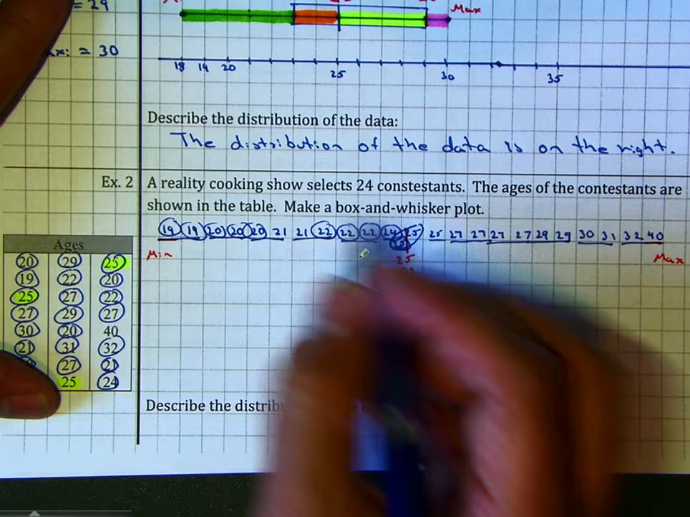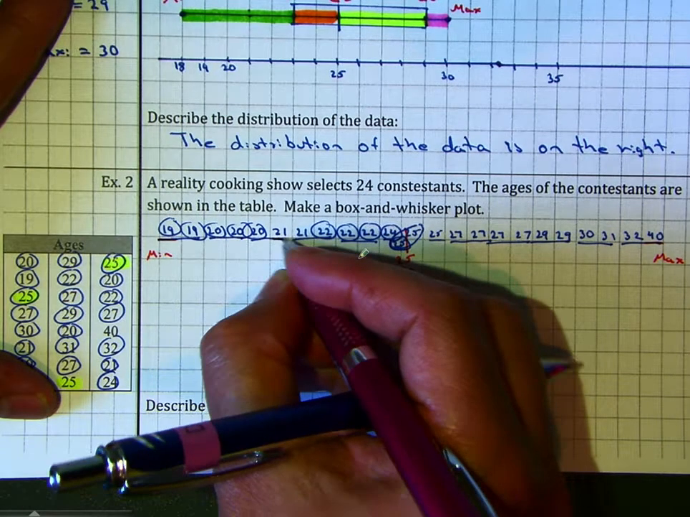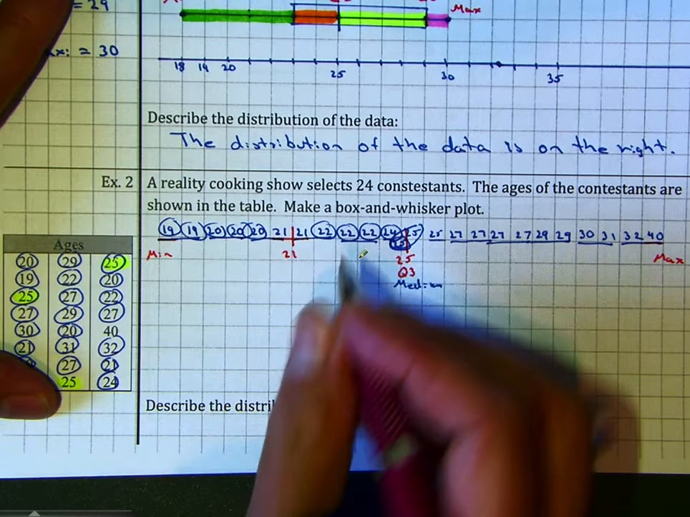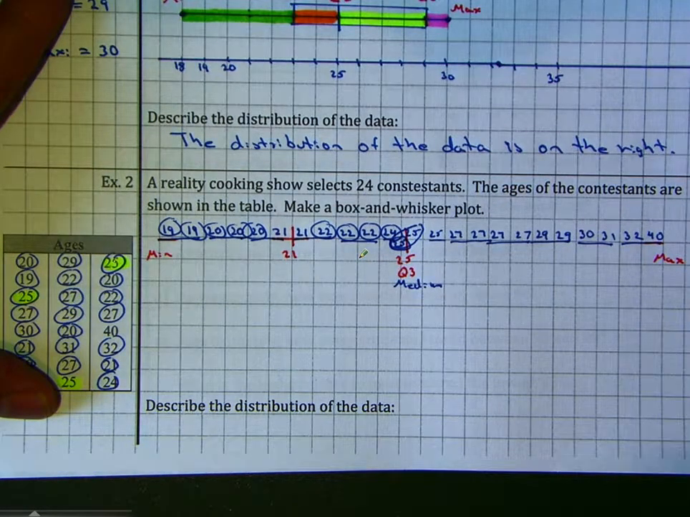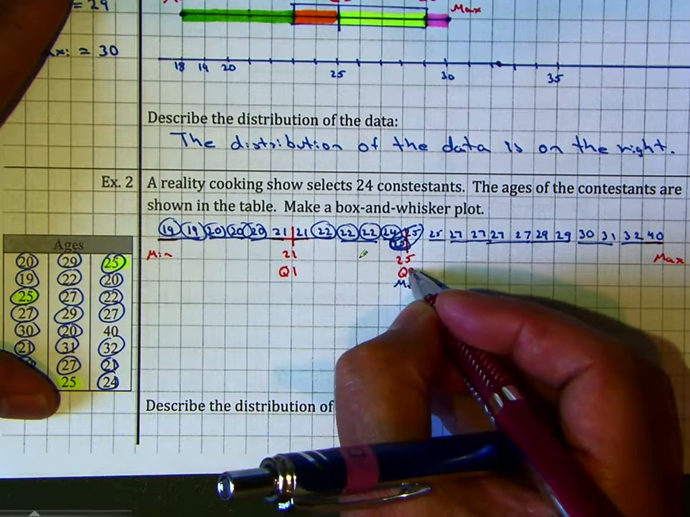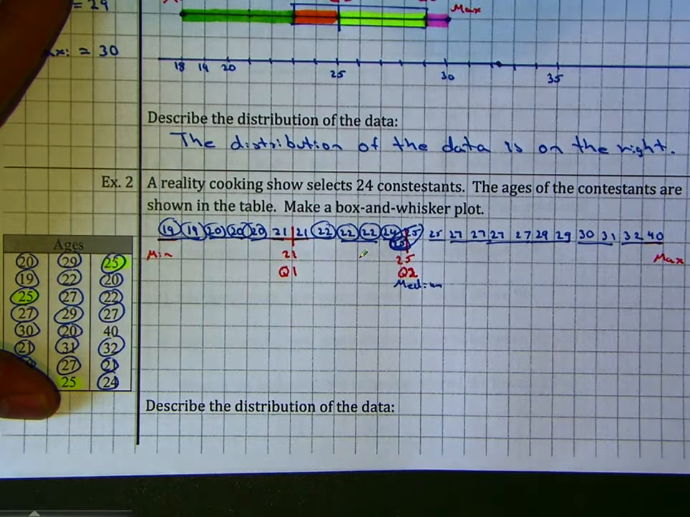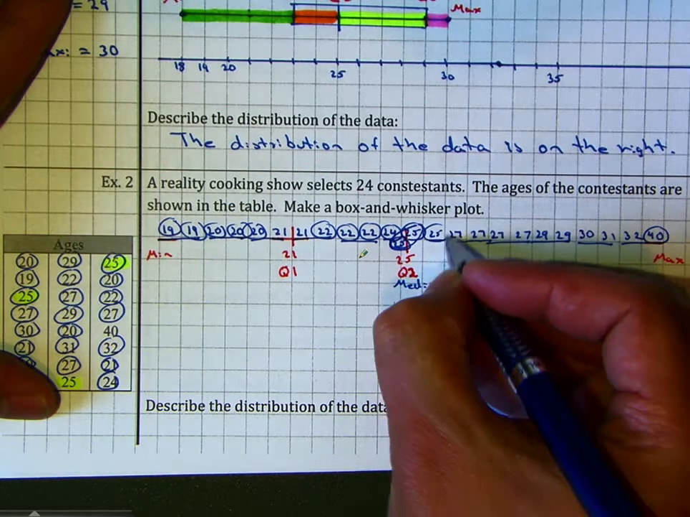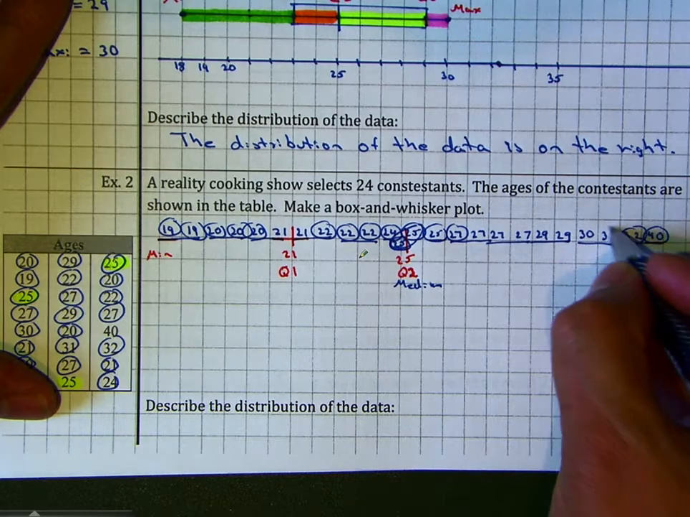We have two numbers in the middle, so I'm going to add them up. 21 plus 21 divided by 2 gives me 21, correct. And this will be Q1. Therefore, this is not Q1, this is Q2. Do you guys agree? So I'll do 1 on each side.